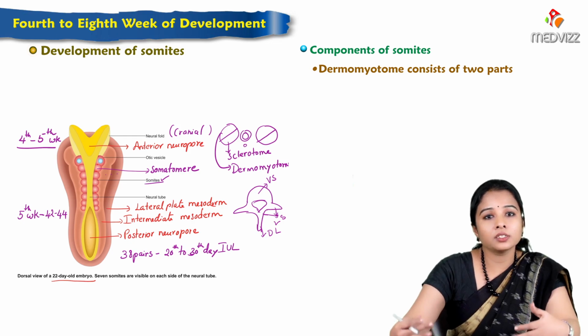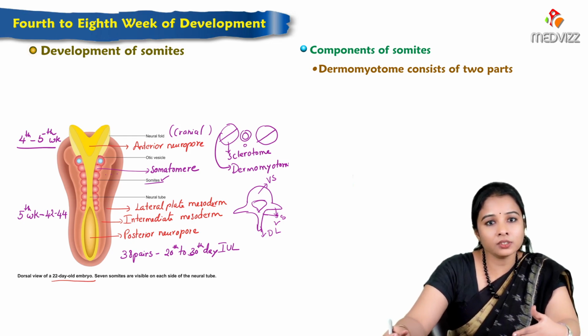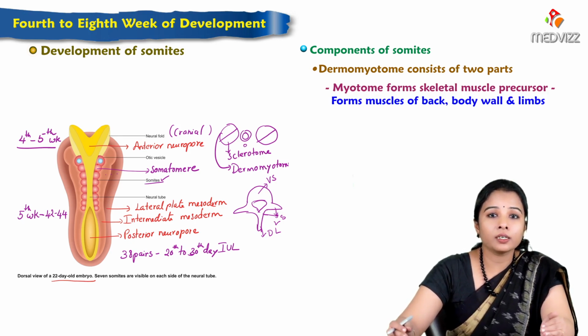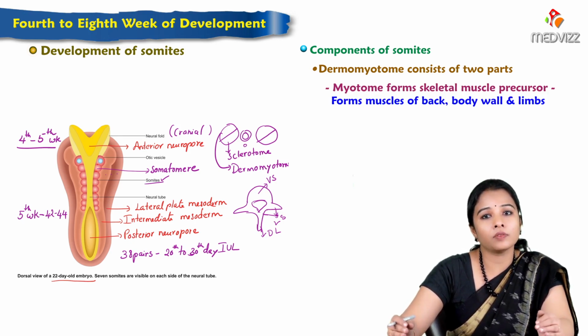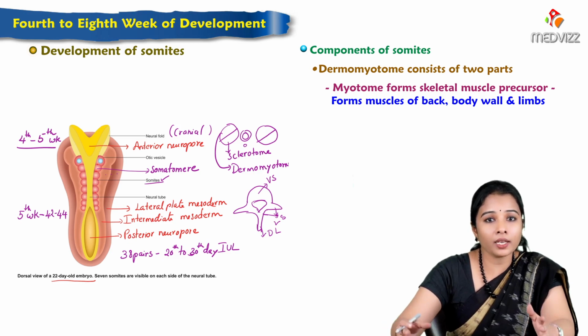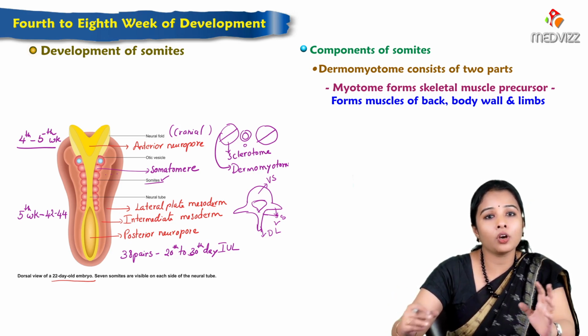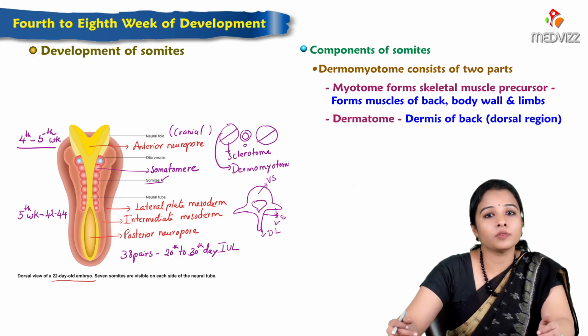Next, about the dermomyotome. As the name suggests, dermo means it forms dermis, myotome means muscle. So myotome forms the skeletal muscle, which is a precursor which forms the muscles of the back and the body wall and the limbs. So all the muscles in the limbs, back of our body and body wall are all derived from this myotome. Whereas the dermatome forms the dermis of the back. So the dermis of the back in the dorsal region is derived from dermatome.